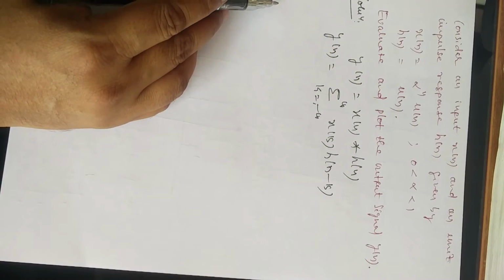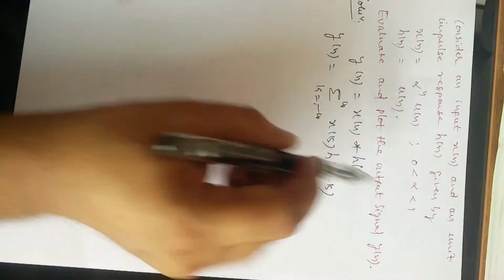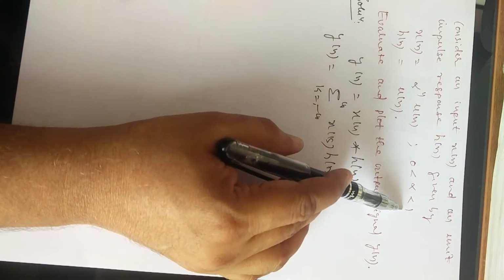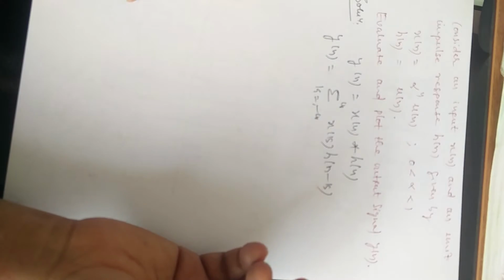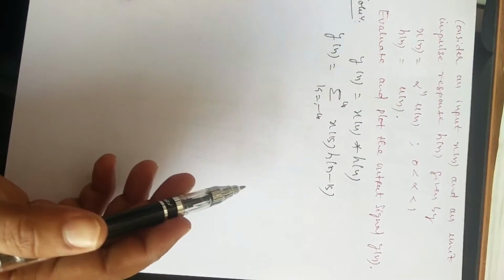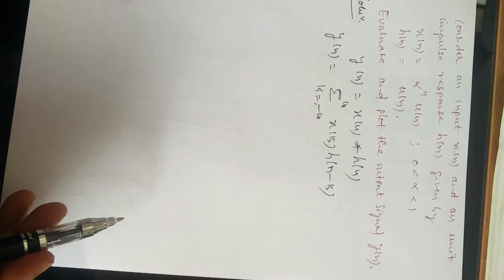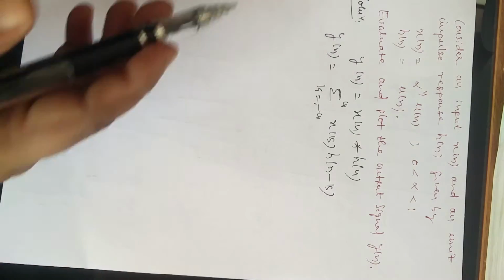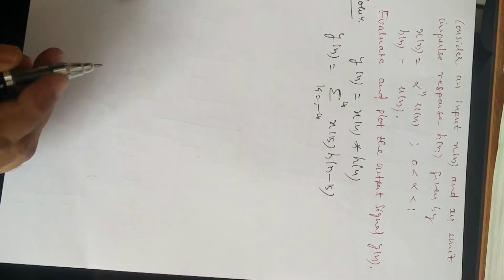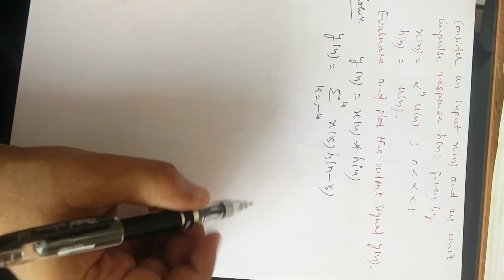What is x of n here? x of n is alpha to the power of n into u of n, where alpha is between 0 and 1. Suppose I take alpha equal to 1 by 2. When n is 0 it will be 1, when n is 1 it will be 1 by 2, when n is 2 it will be 1 by 4, and when n is 3 it will be 1 by 2 to the power of 3, which is 1 by 8. It becomes a decaying exponential signal, multiplied by u of n. u of n exists only from 0 to infinity.